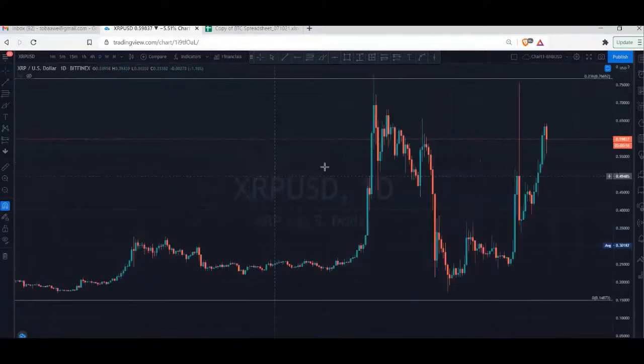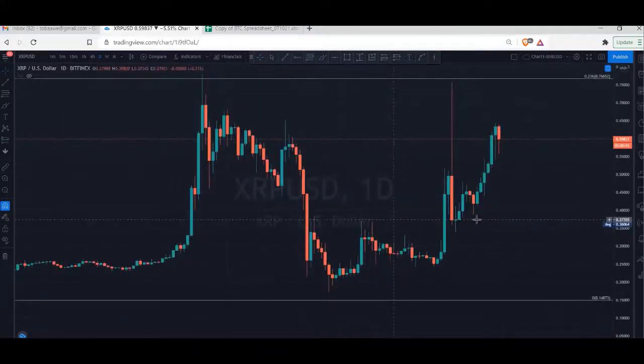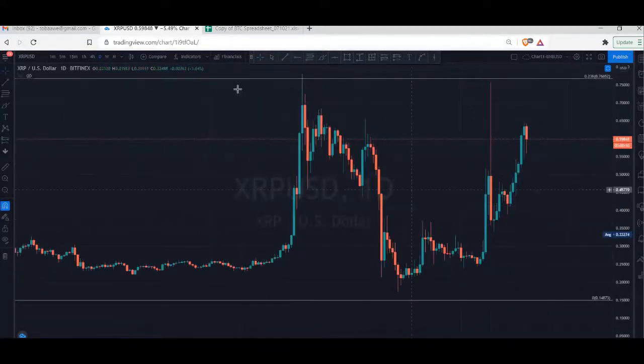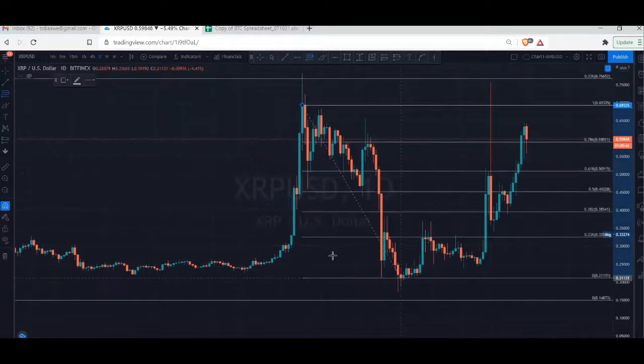So I'm not concerning myself with anything beyond this level. So I want to draw my Fibonacci retracement. I can take it from here to here, okay? I hope I'm on default setting.